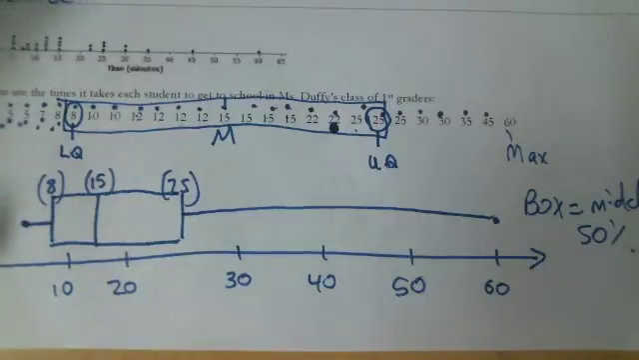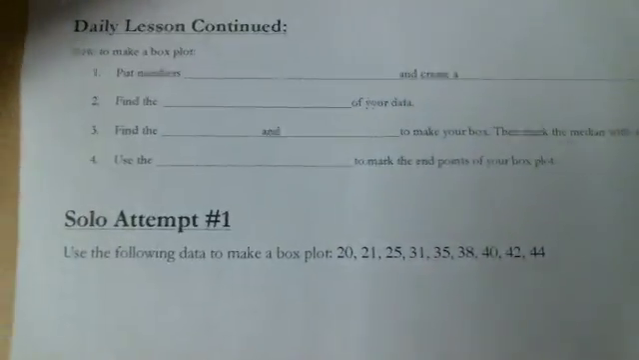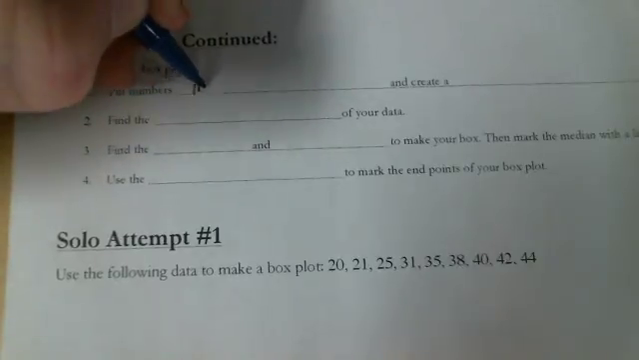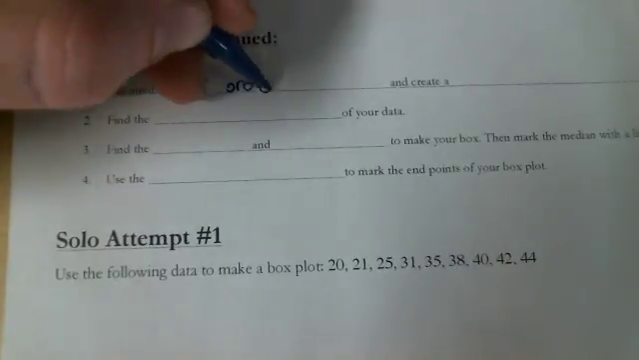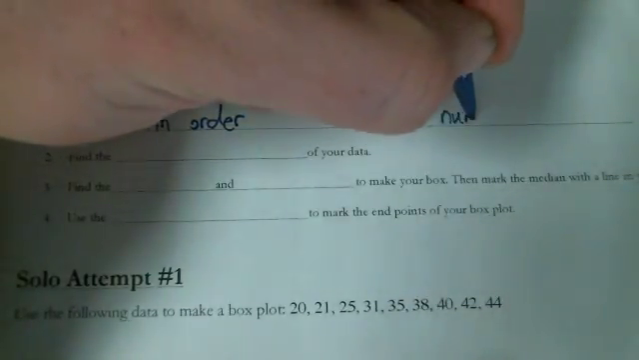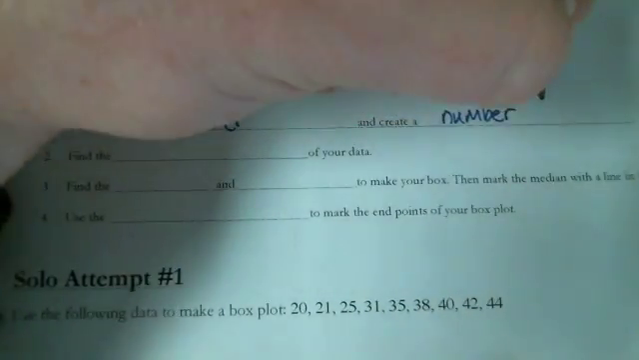So let's actually summarize what we just did here. What did we just say? We said put the numbers in order and create a number line. So that way we can actually start to put our box somewhere.